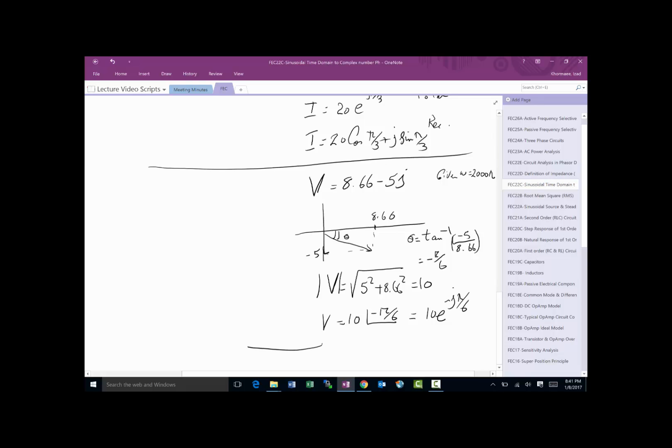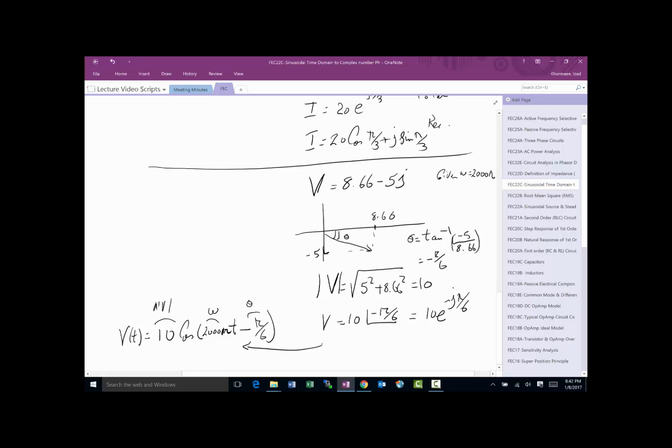Now can I take this back to the time domain? Sure. Time domain is basically v of t equal to the maximum, which is 10, or the magnitude, times cosine of omega t, which they gave us as 2000 pi t, plus, which in this case is minus, pi over 6, which is the theta. So here is the theta, here is the omega, here is the magnitude of v.